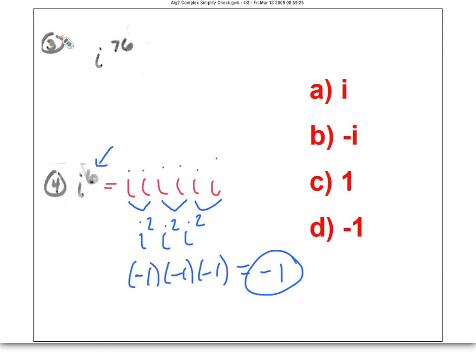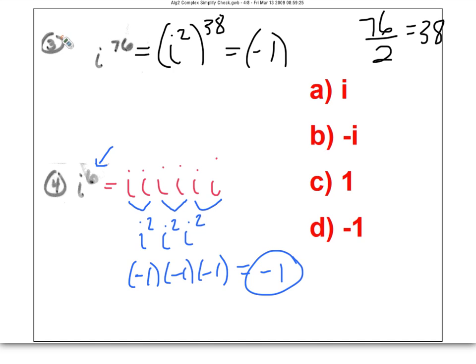Now, for number 3, I don't want to write out 76 i's, so I'm going to show you a shortcut. Take 76 and divide it by 2. If you do that in your calculator, you're going to get 38. So there's 38 groups of 2. So what you can do is rewrite this as i squared 38 times. 38 times 2 is 76. That makes all of them up. Now just replace i squared with -1 and multiply it by itself 38 times. Again, on the calculator, you would do -1 in parentheses, the caret key, 38, and it will kick back the number 1.